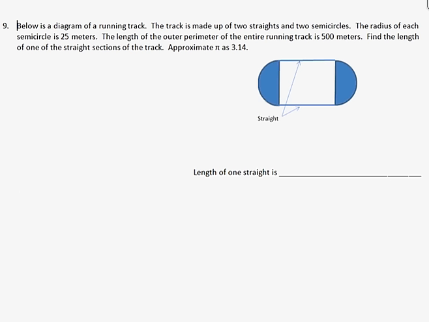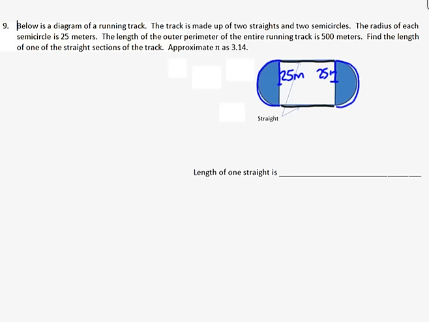Okay, next we have a track. It's made up of 2 straight sections. So this is a straight and this is a straight, and 2 semicircles. So semicircle here and semicircle there. It says the radius of each semicircle is 25 meters. So we can go ahead and label 25 meters for that distance. It's also going to be 25 meters for that distance.